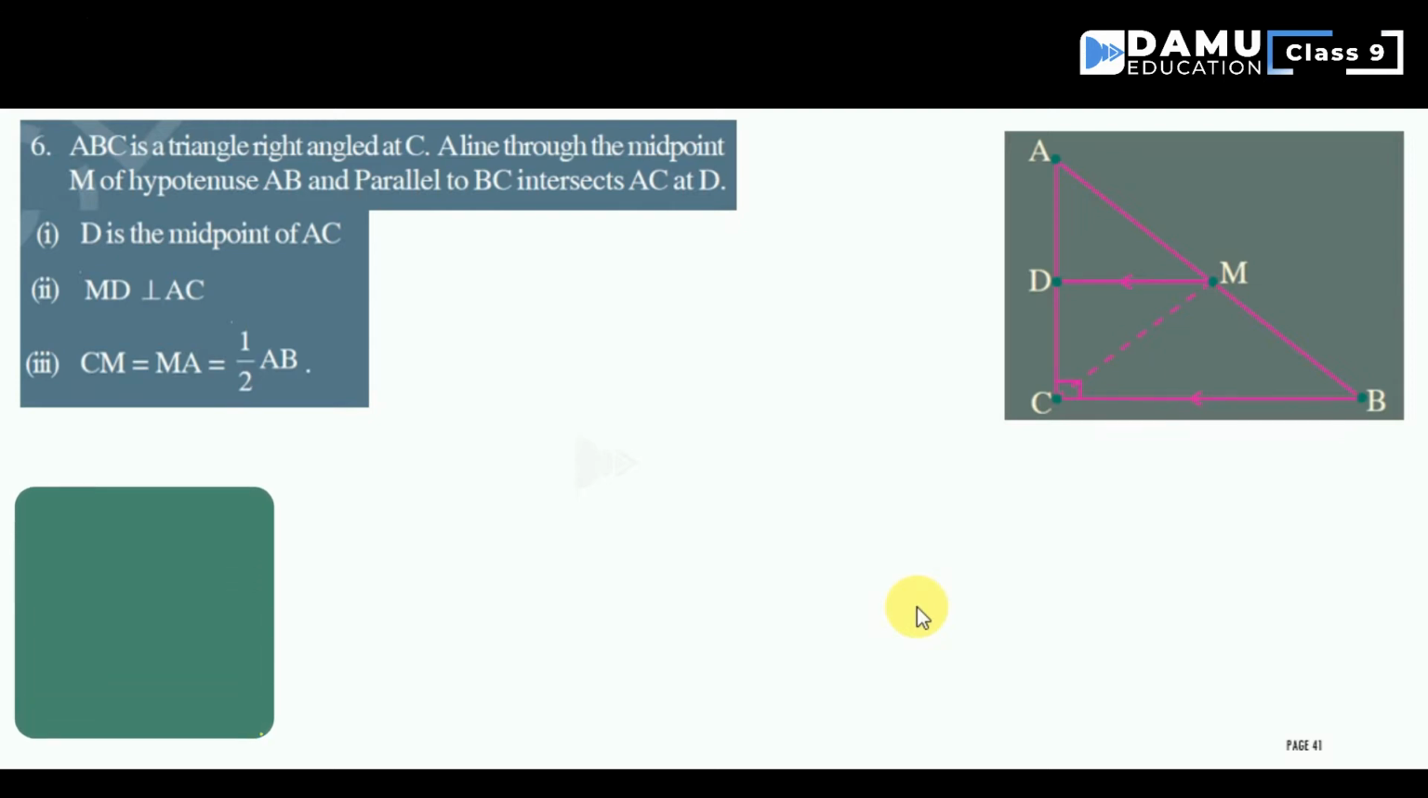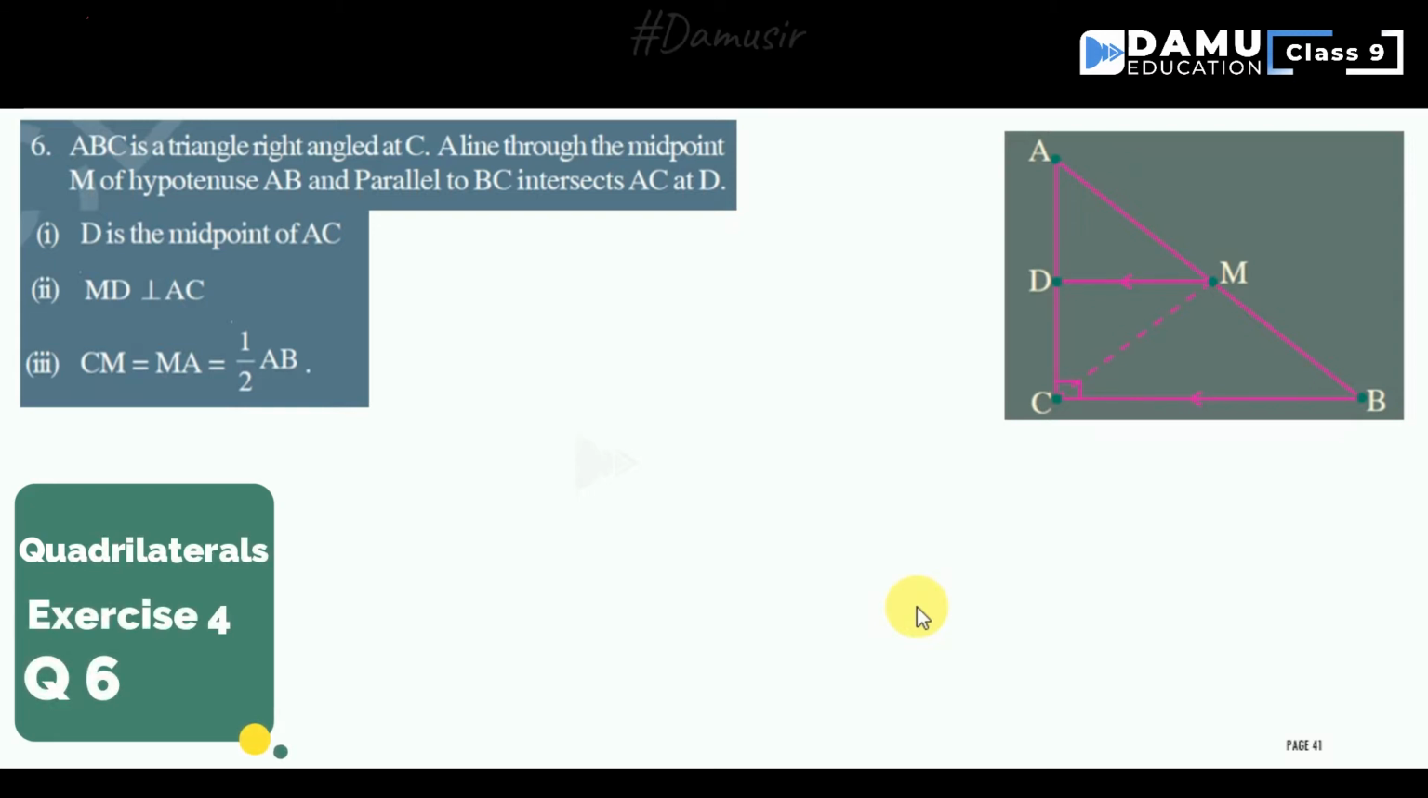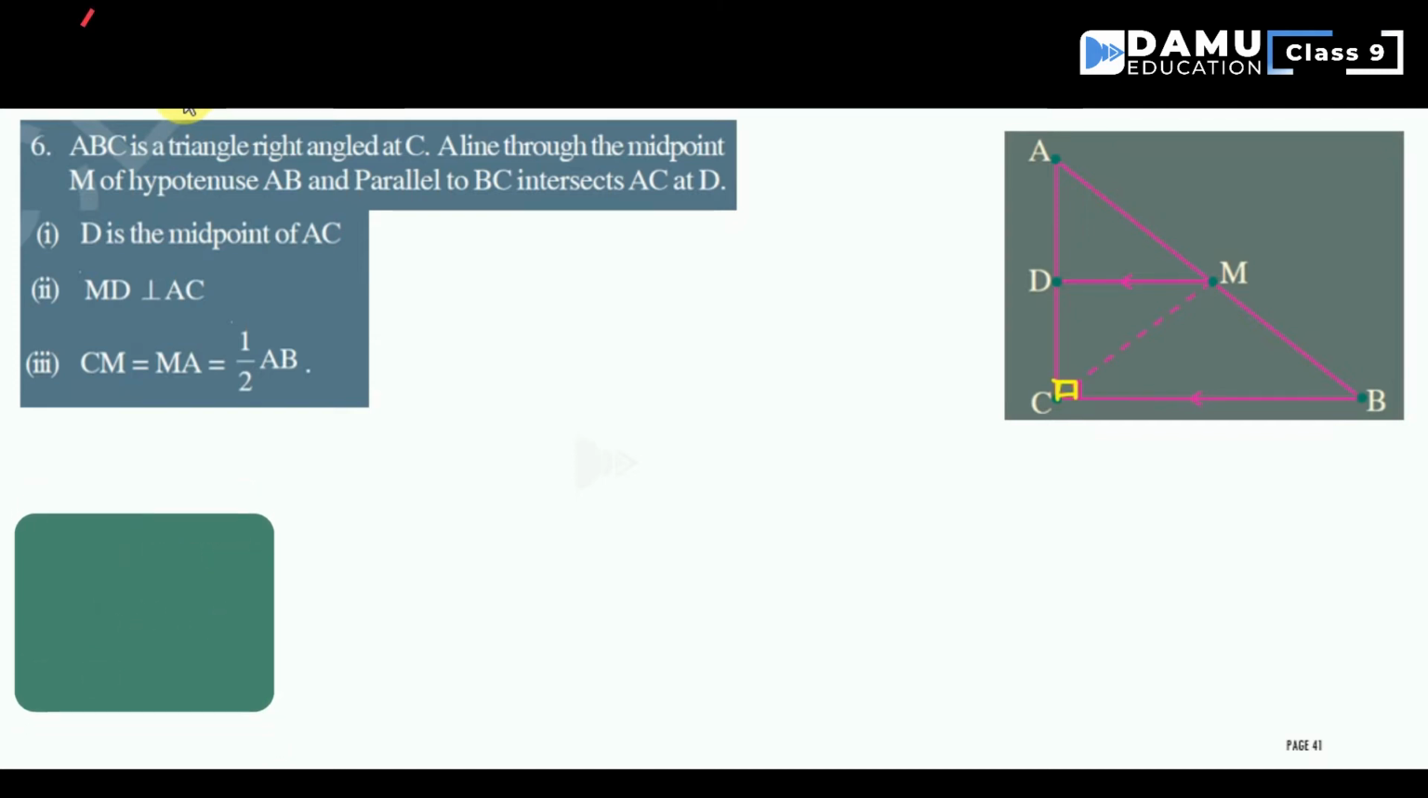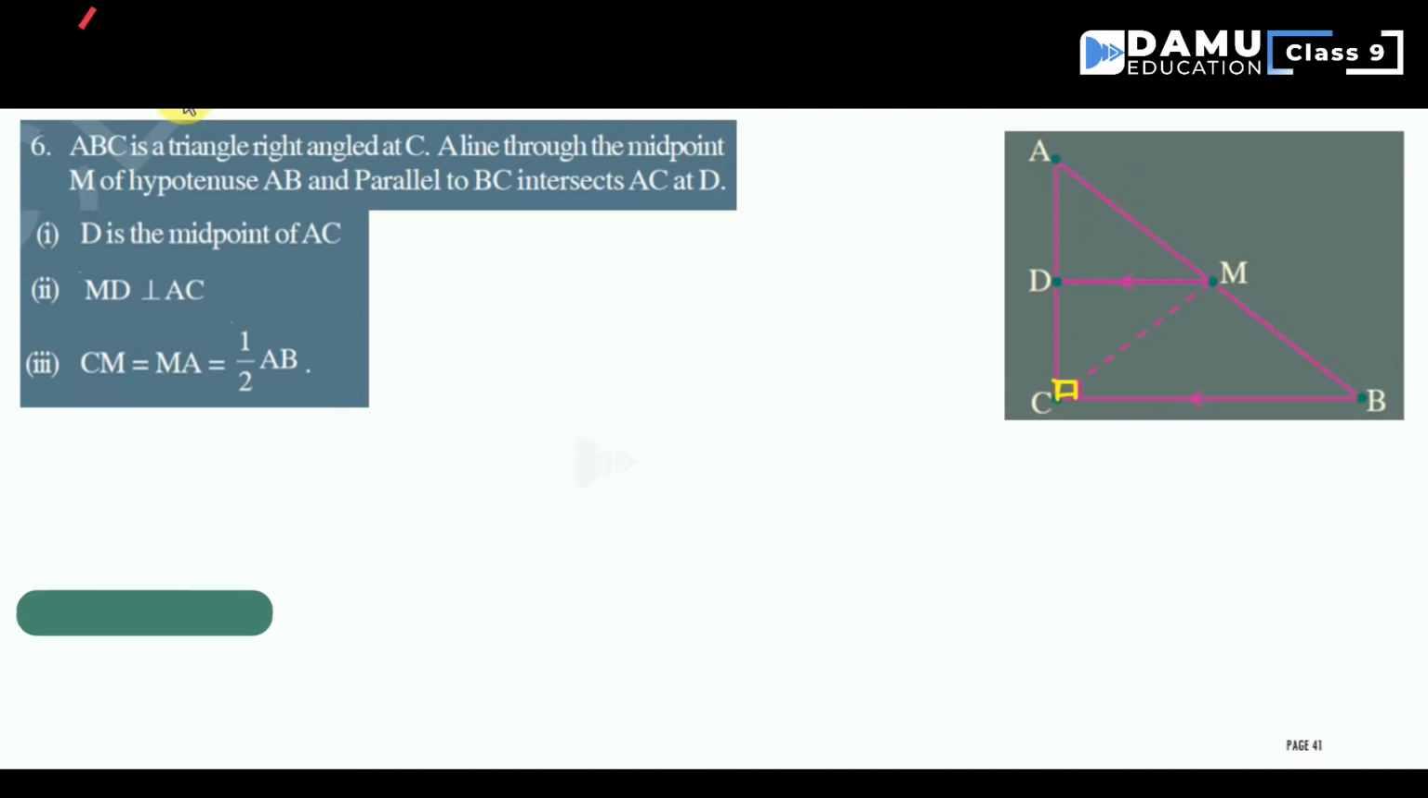So in this chapter, the last question we're going to discuss now. What they are given here is ABC is a triangle, a right angle triangle, with the right angle at C. Then M is the midpoint of hypotenuse AB, and DM is parallel to BC.